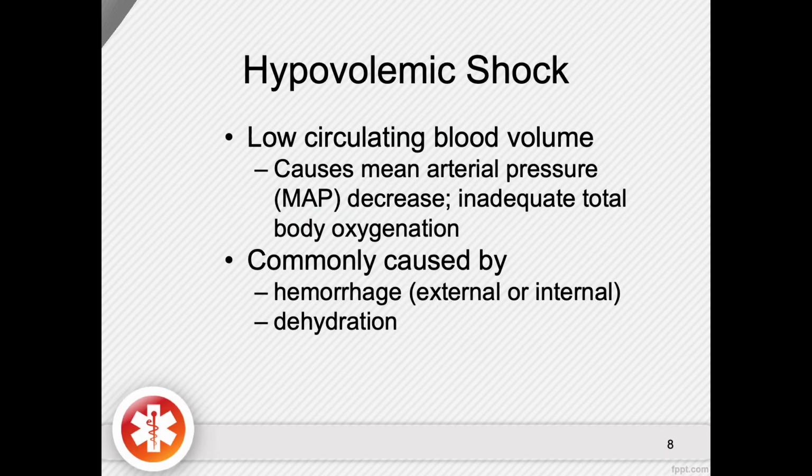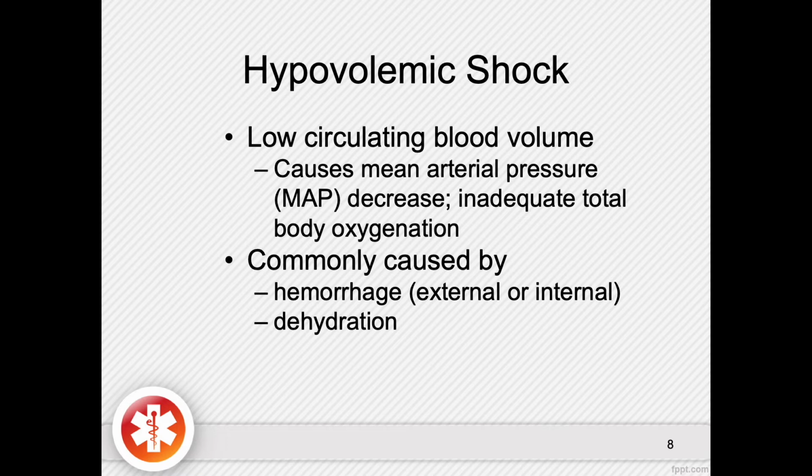One type of shock is known as hypovolemic shock. This is caused by low circulating blood volume. This causes the mean arterial pressure, or MAP, to decrease, resulting in inadequate total body oxygenation. It is normally caused by things such as hemorrhage, external or internal hemorrhaging, and dehydration.